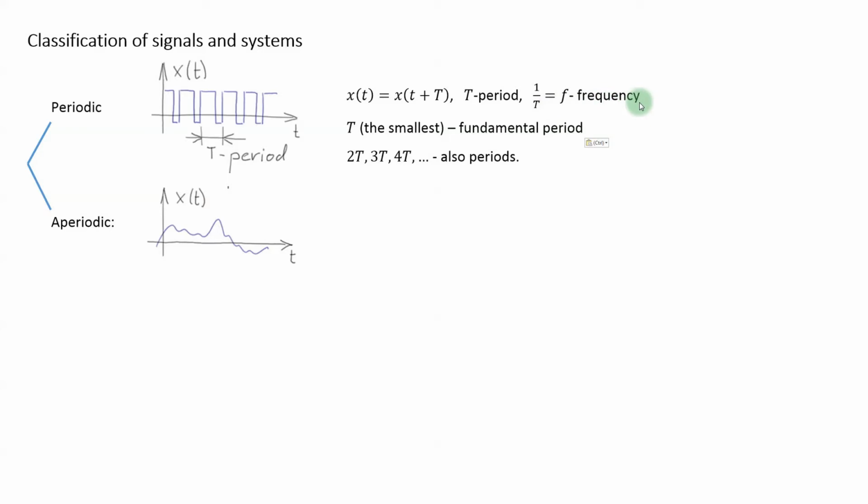What students sometimes do not know is that this is not the only period of the signal. Yes, this interval repeats itself, but this interval also repeats itself, and this interval also repeats itself. So when T is the period, 2T, 3T, 4T, and so on are also periods of the signal. The smallest period has a special name, and we call it the fundamental period. In contrast to a periodic signal, we have an aperiodic signal, which simply does not repeat itself.